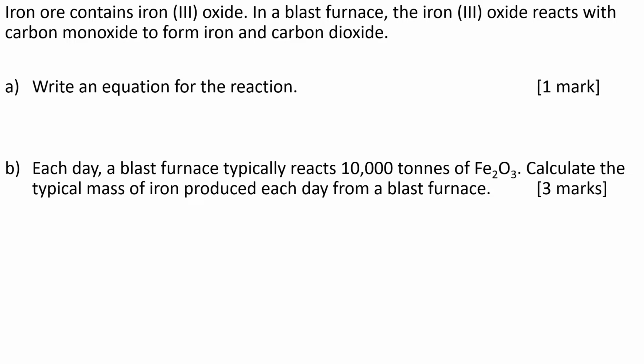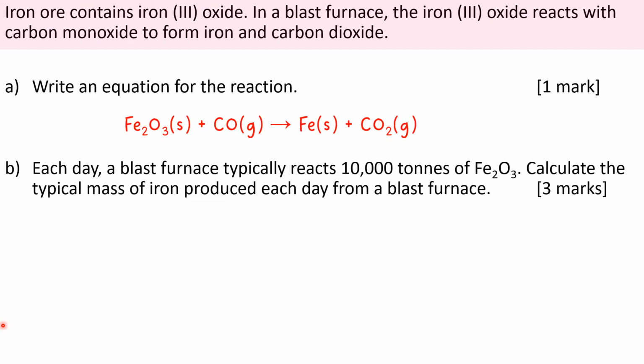So it tells you iron ore contains iron 3 oxide. That means it's going to have iron 3 ions, Fe3+ that is. In a blast furnace, the iron 3 oxide reacts with carbon monoxide, which you should know is a gas, to form iron, which obviously you'd expect as a metal to be a solid, and carbon dioxide, which we all know is a gas. So taking that description, you should be able to construct an equation that looks a little bit like that.